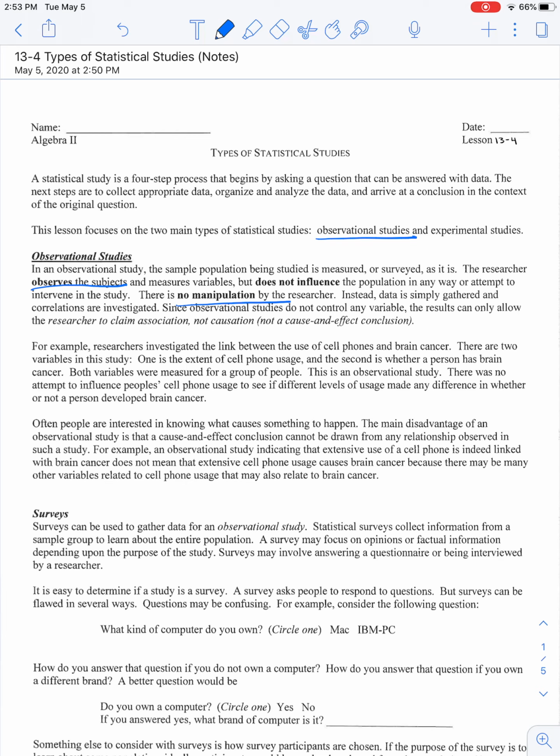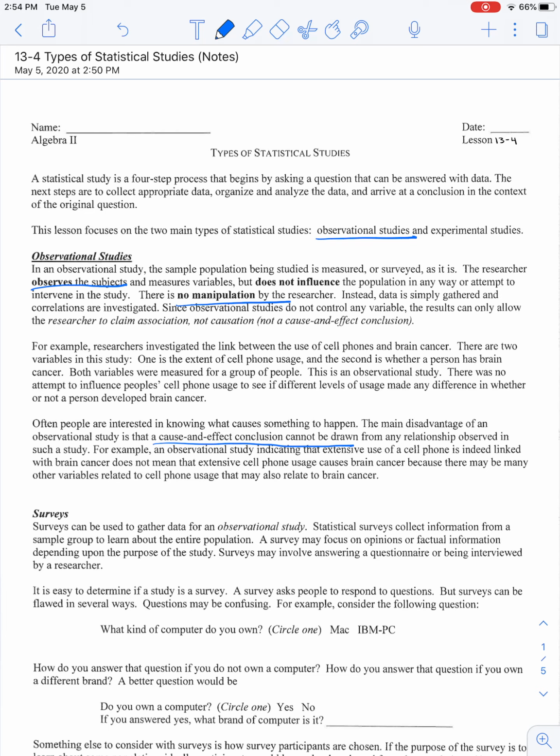The downside with an observational study, so watching these people use their cell phones, recording how long they were on their phone, and then also recording whether they develop brain cancer or not, is that there's no cause and effect conclusion that can be drawn. So you can't say if you use your cell phone for X amount of hours, then you develop brain cancer. What you can say, though, is that if you use your cell phone for X amount of hours, you may be more likely to develop brain cancer.